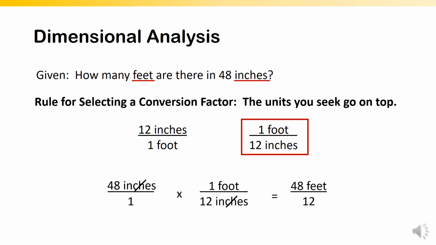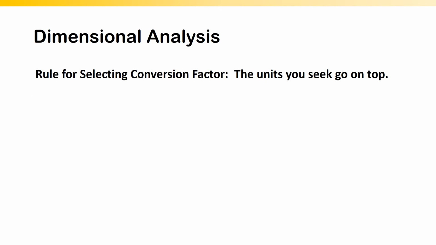That's going to give us 48 feet. And then on the bottom, we're going to multiply 1 times 12, which is going to give us 12. So we have 48 feet over 12. And we're going to divide the top by the bottom. So we're going to divide 48 feet by 12. And our final answer is 4 feet, which is what we expected.